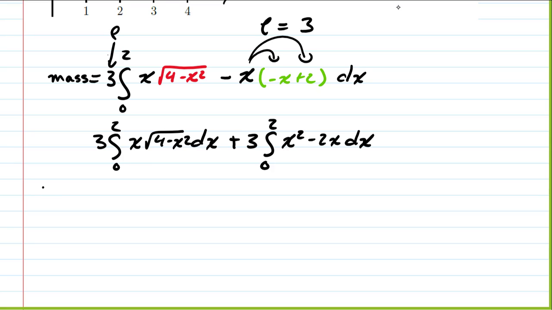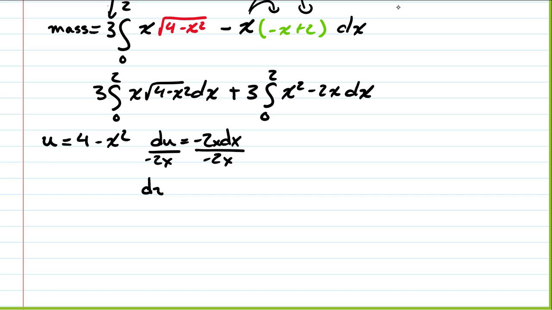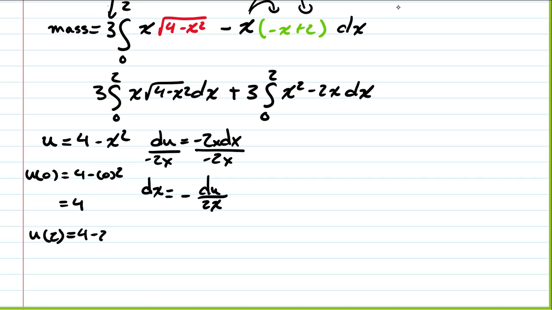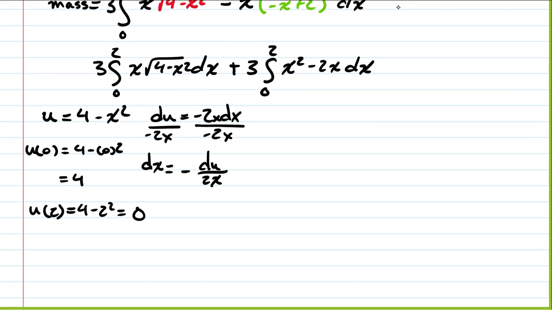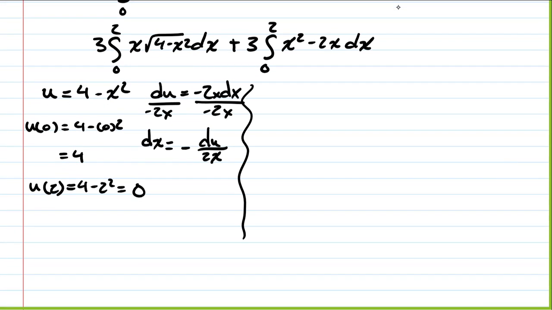U sub. Yeah, perfect. So we do u is 4 minus x squared, and then du is going to be negative 2x dx. So then we divide by negative 2x, and we get our dx is equal to negative du over 2x. And then we have to change our limits of integration. So u of 0 is 4 minus 0 squared, so that gives us 4. And u of 2 is equal to 4 minus 2 squared, which is 0. All right, so that's our first part right there.